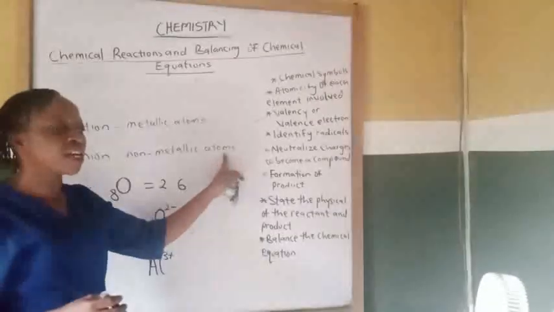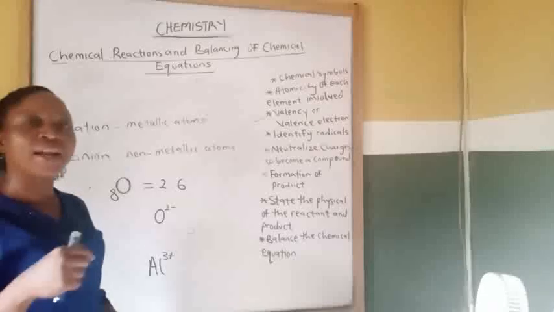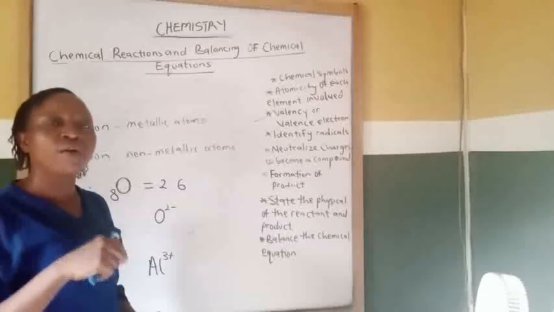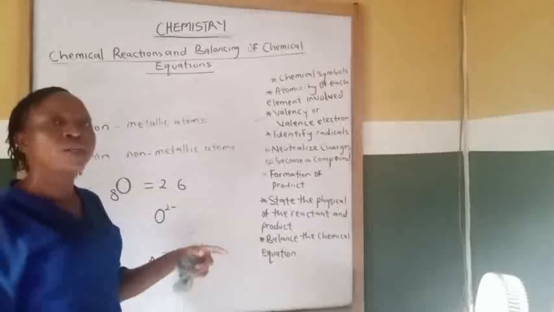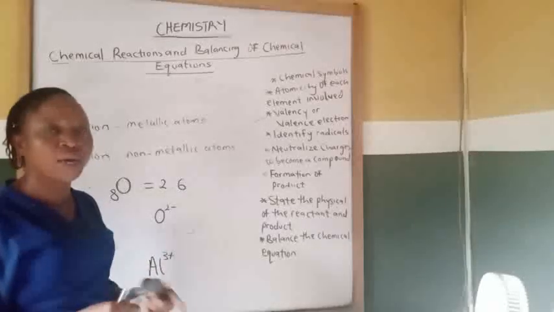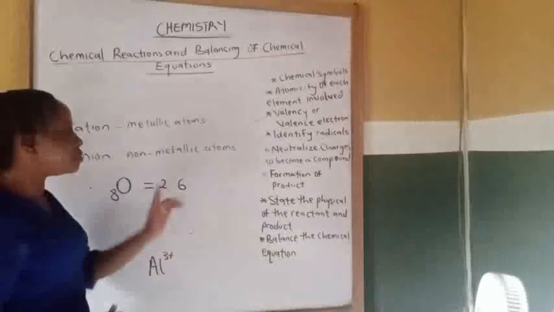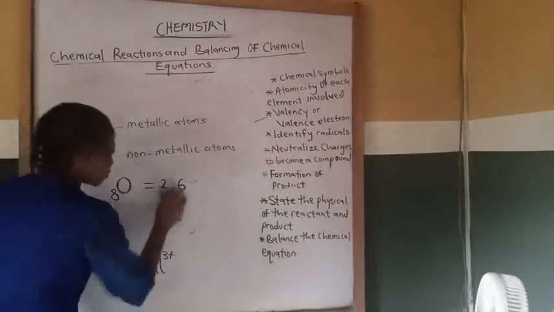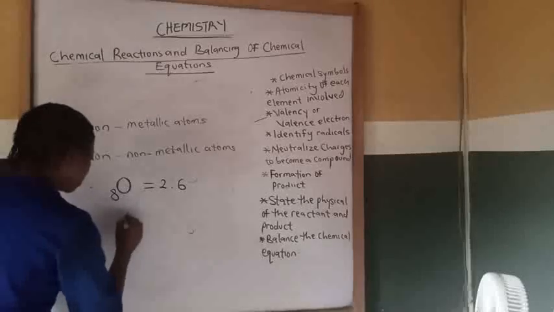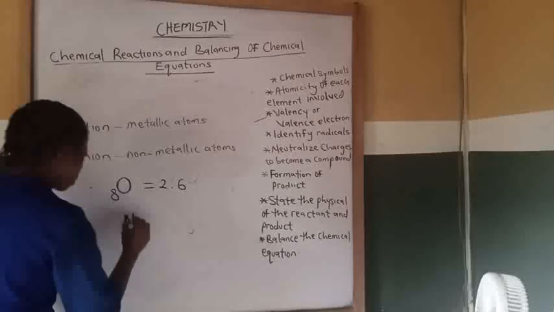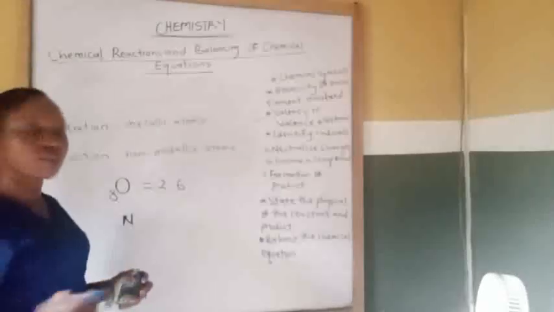And at the same time they are non-metallic atoms. You calculate their valence by the number of electrons remaining for them to balance the 8 electrons, to balance the octet structure. Octet means 8. So let's take another element, nitrogen. Nitrogen is number 7.